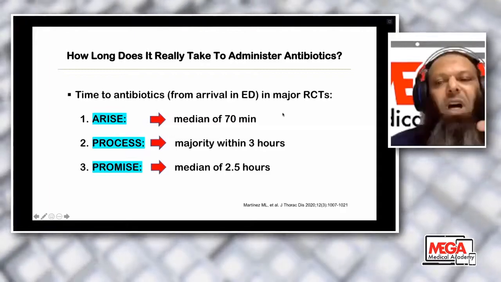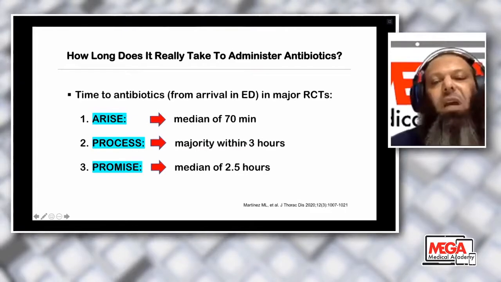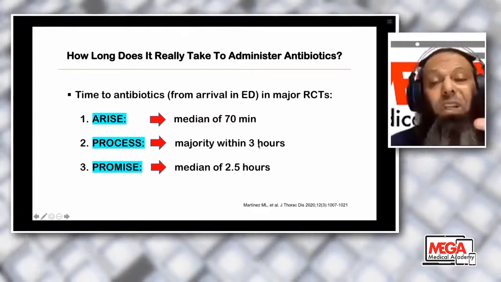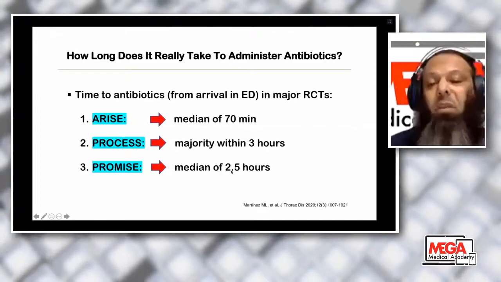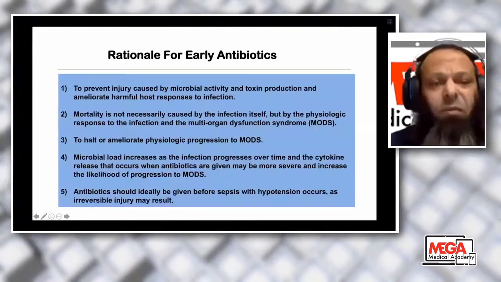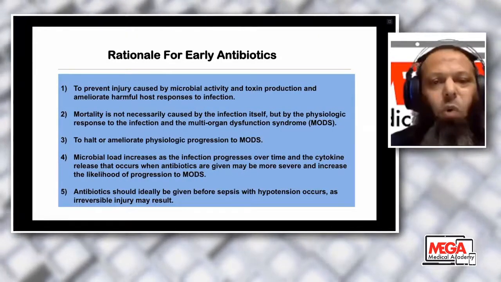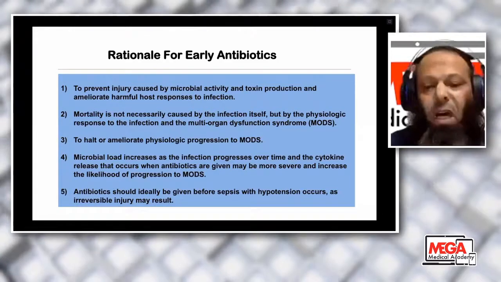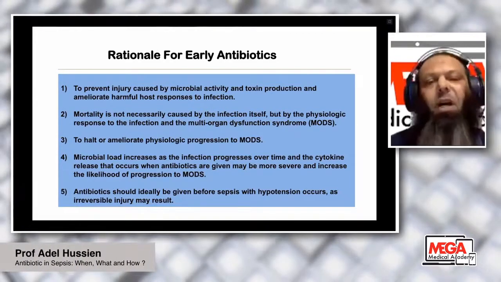So here, those are the 3 major RCTs. The median here was about 70 minutes. With the PROCESS trial, the majority was within 3 hours. With the PROMISE trial, the median was about 2.5 hours. All of us know what's the rationale behind giving early antibiotics. I will put the slide, but I will not go into details.